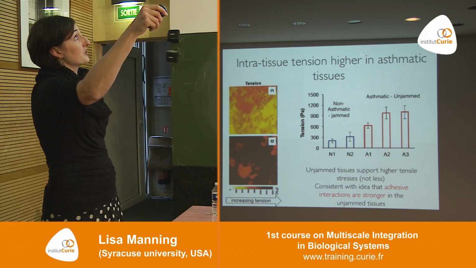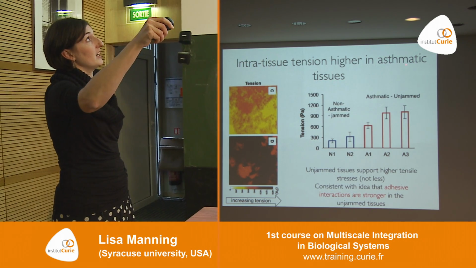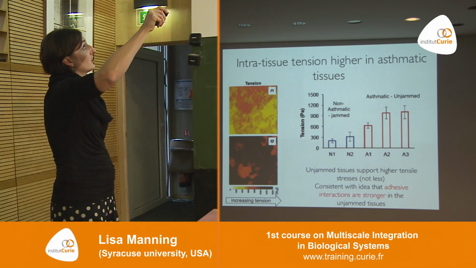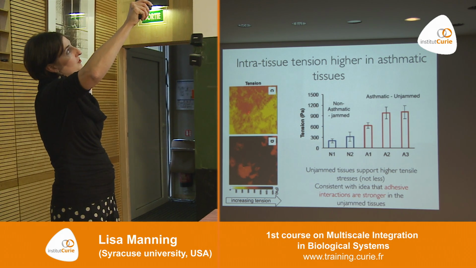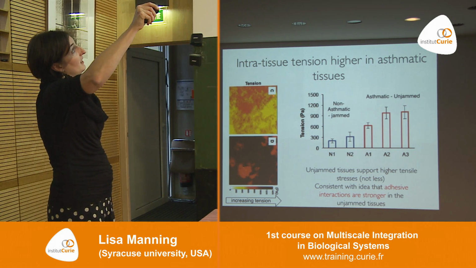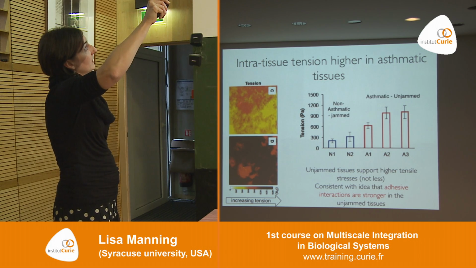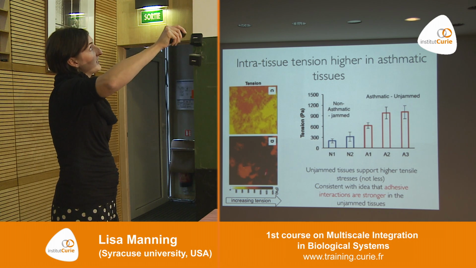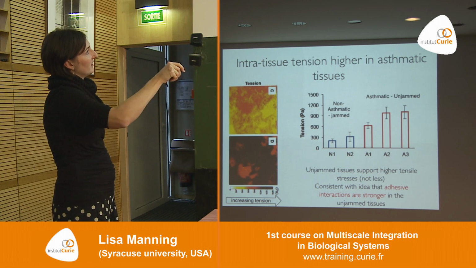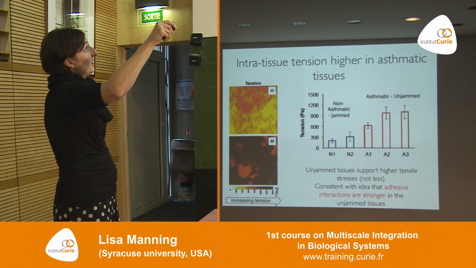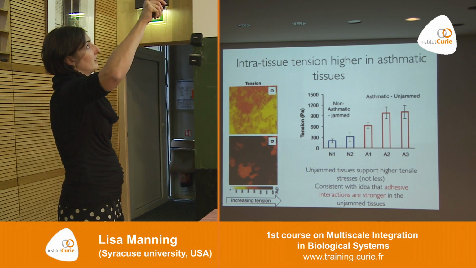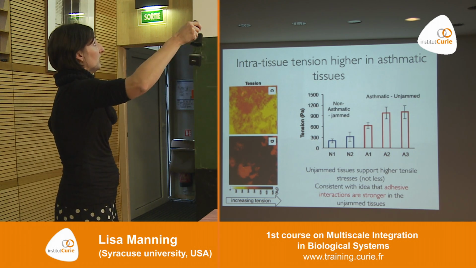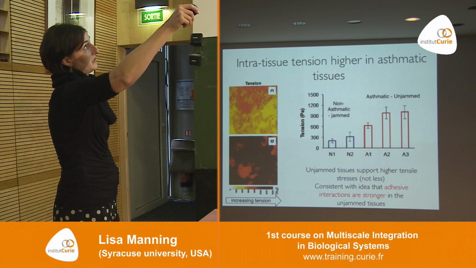Okay, so the first interesting thing is that the intra-tissue tension is higher in the asthmatic tissues. So this is a picture of the average tension over some window in a system which is non-asthmatic. And this is the same thing in the tissue which is asthmatic. And you can see that the scale here is increasing tension. So this asthmatic tissue has roughly twice the intra-tissue tension as the non-asthmatic tissue.